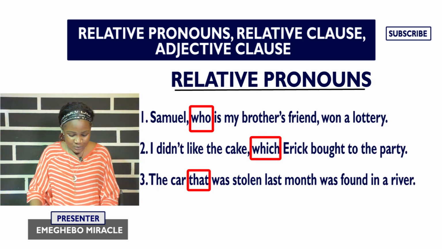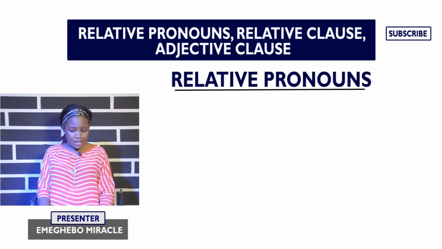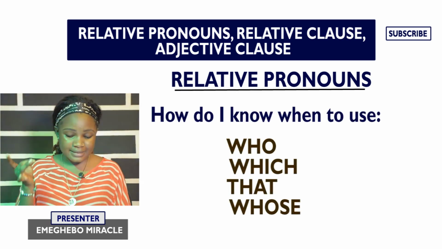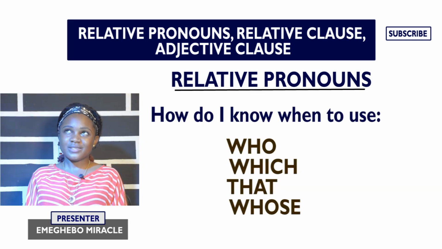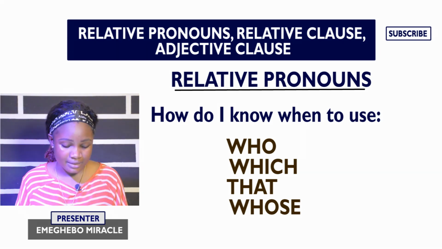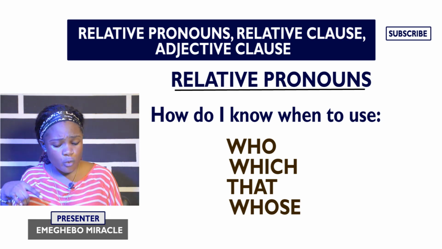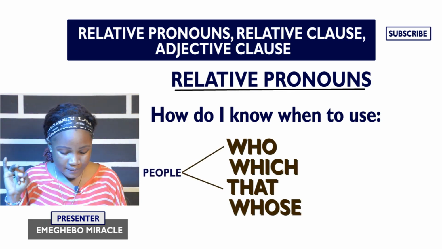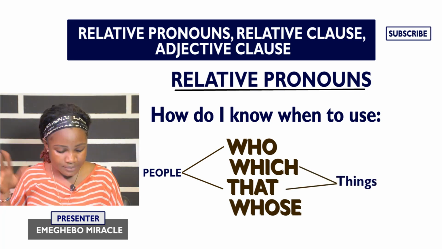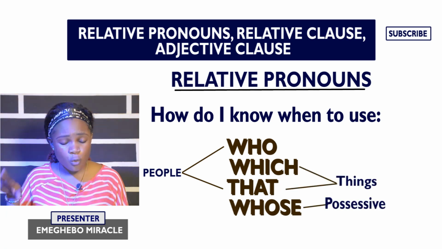So let's continue. How do I know when to use who, which, that, and whose? Wow, that's a very nice question. It is very simple, but let's break it down. For people, we use who or that. For things, we use which and that. For possessive, we use whose.